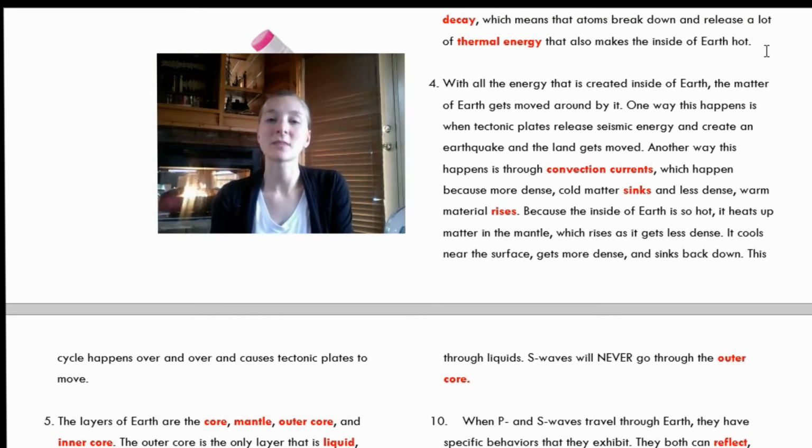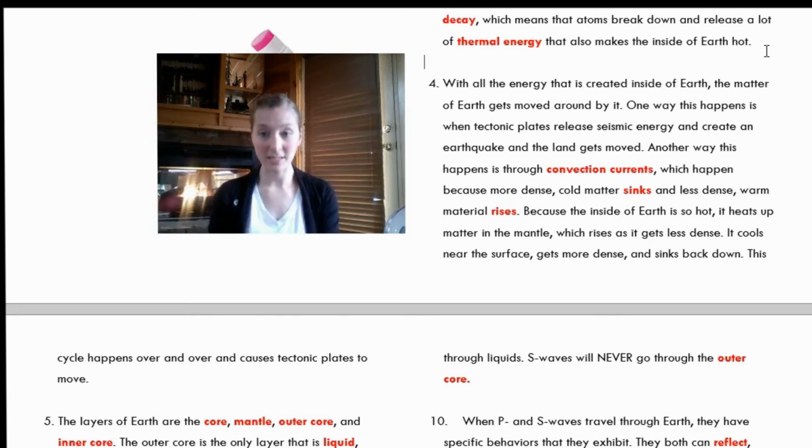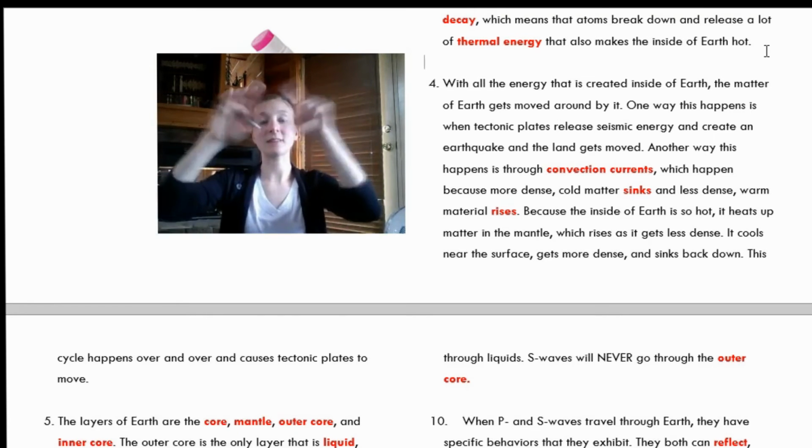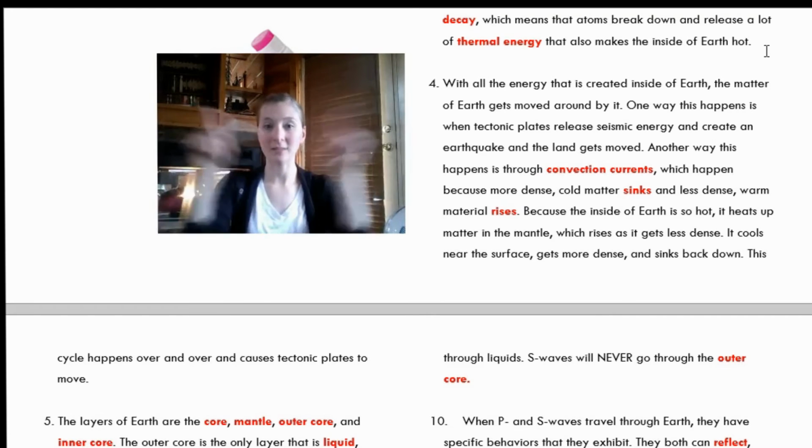One way this happens is when tectonic plates release seismic energy and create an earthquake, and the land gets moved. That's one way that energy can move stuff on Earth. Another way this happens is through convection currents, which happen because more dense cold material sinks, less dense warm material rises. This is where you can remember our song.